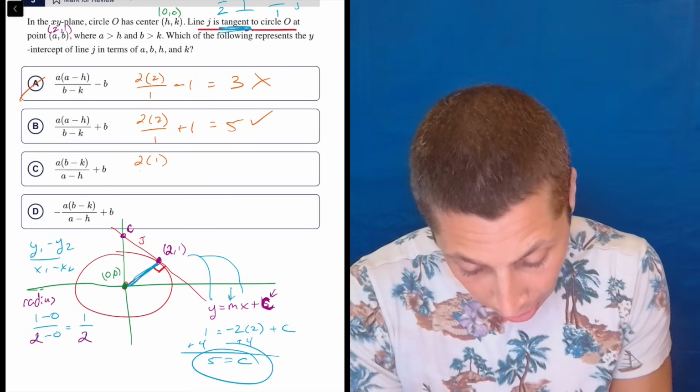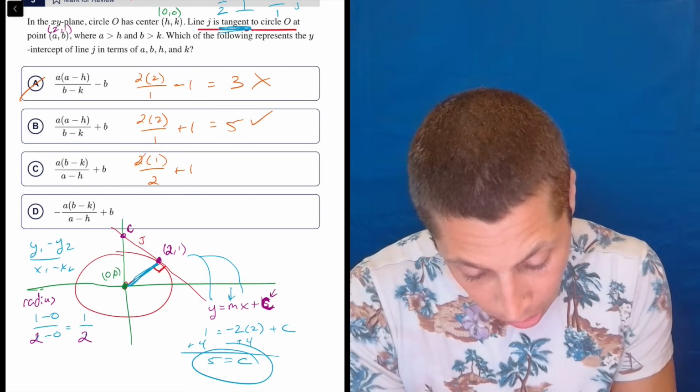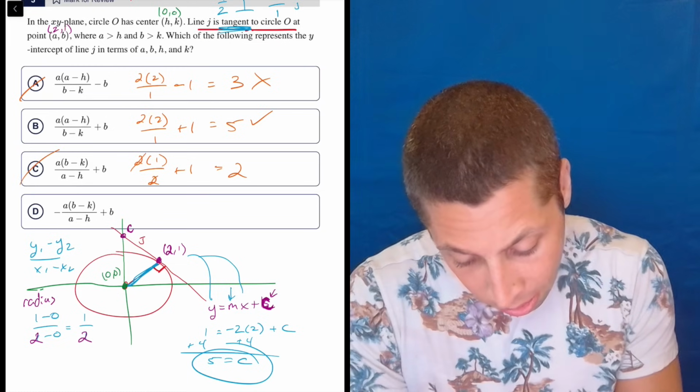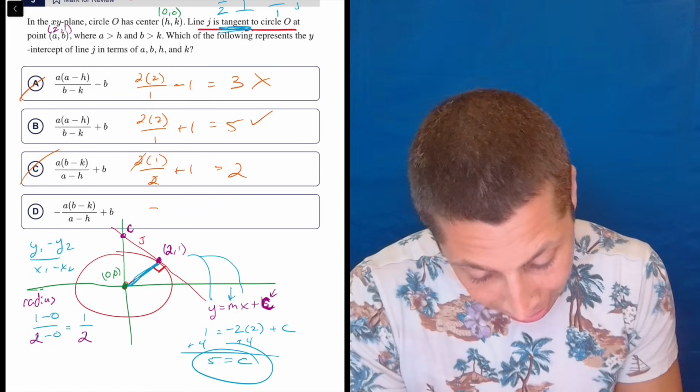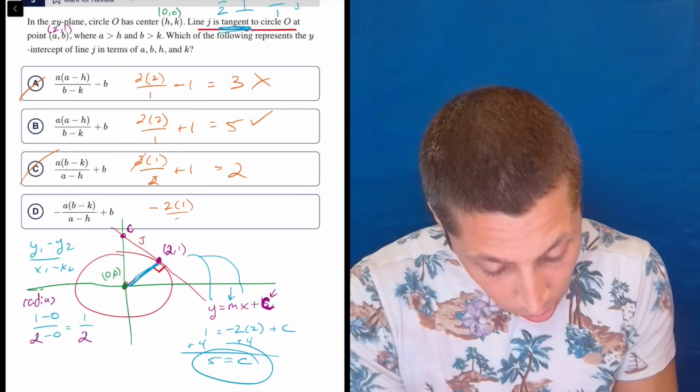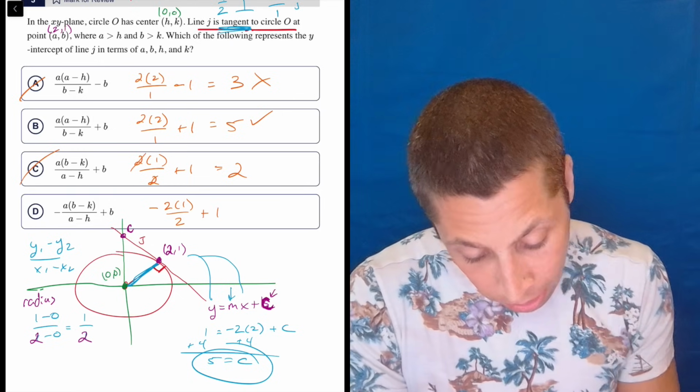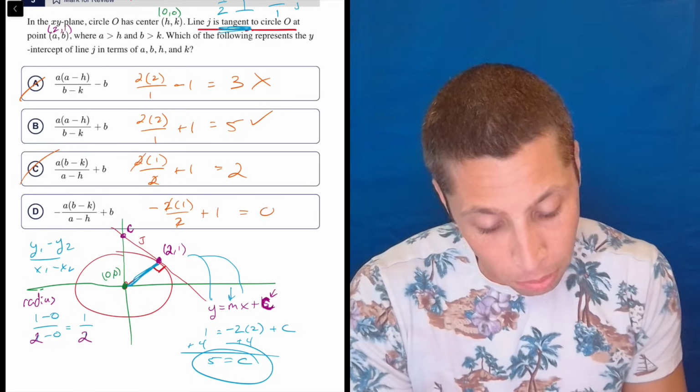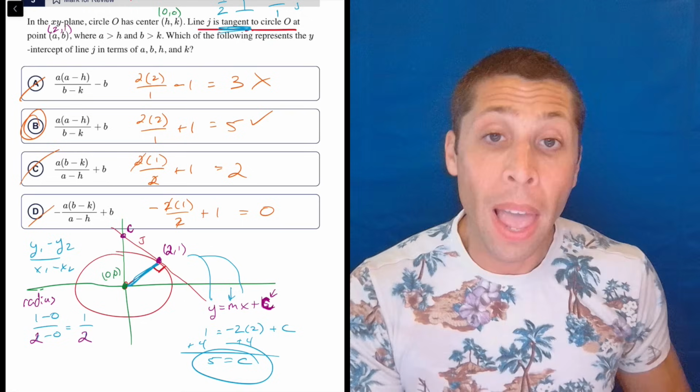This is going to be 2 times 1 over 2 plus 1. So these cancel. We get 2. So that doesn't work. And this is going to be negative 2 times 1 over 2 plus 1. So these cancel. We have negative 1 plus 1 is 0. So there you go. And B is the answer.